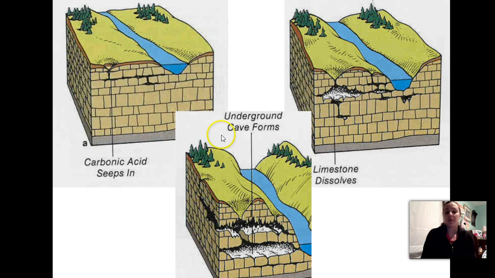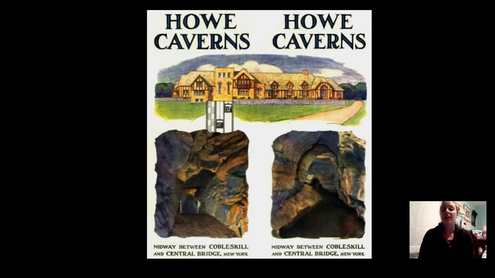And here we have a picture of the step-by-step process where the carbonic acid will seep into the limestone, and then it eats away and it dissolves that limestone, changing it chemically. And that creates these larger gaps or these formations, which are known as caves. You may have been to Howe Caverns in upstate New York. This is an example of a limestone cave that has been created through carbonation.